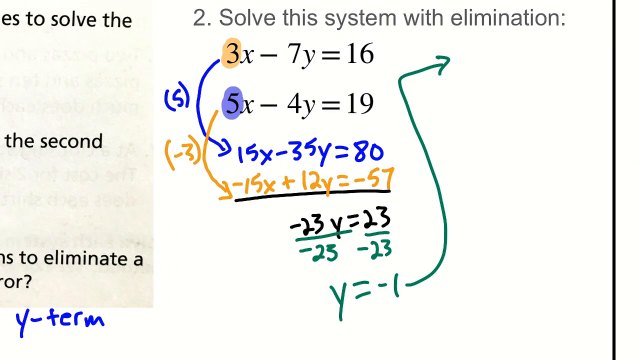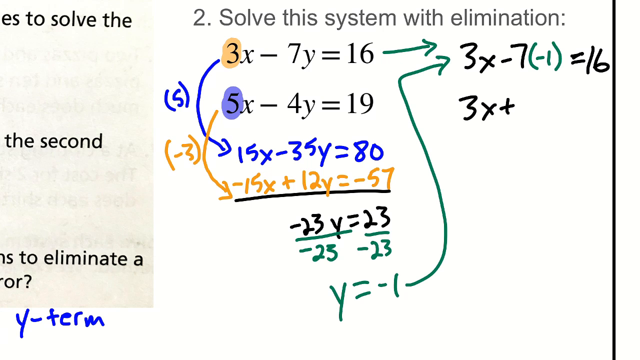All right, so now I'm going to substitute my negative 1 in for y, and I can do it in either one of these equations. It doesn't matter at all which one I choose. So I'm going to choose this one right here. So I have 3x minus 7 times y, well, y is negative 1 in this situation, and then equals 16. All right? That negative 7 times negative 1 is positive 7.